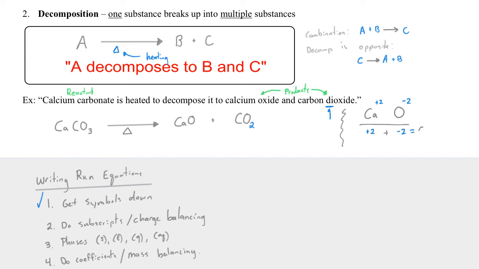They're already balanced if we have one of each. So we don't need to change the subscripts on calcium or oxygen in this formula. It's good as it is.